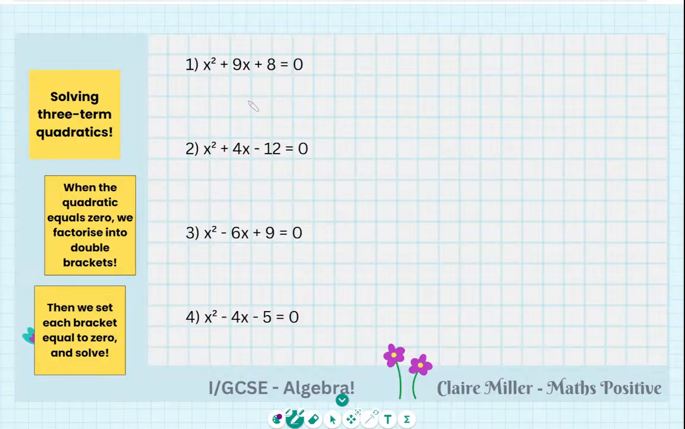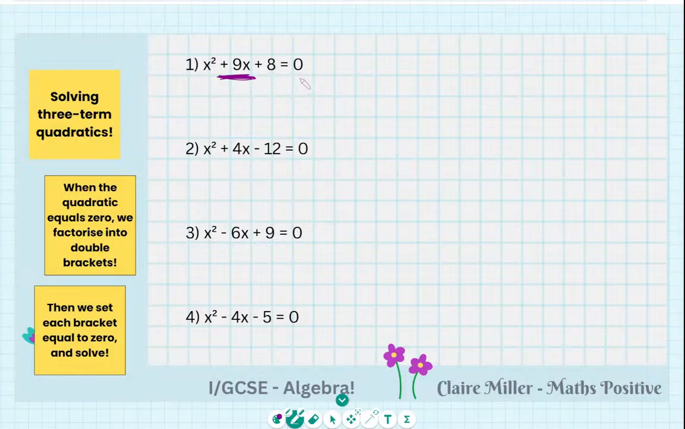Just to get us started, and we'll do some work on this next time, solving 3-term quadratics. So something that's different about these questions is that we have an x squared term, we have an x term, and we have a number term. So we have this x term here that we didn't have previously. So we can't just use the methods that we were using previously. It's not going to work.